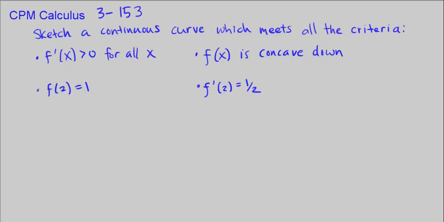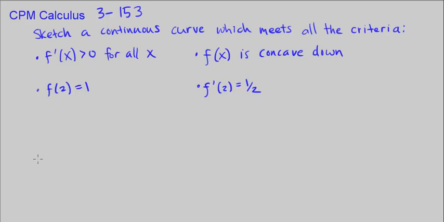This is CPM Calculus, Chapter 3, number 153. Sketch a continuous curve which meets all of the criteria below. f prime of x is greater than 0 for all x. f of x is concave down. f of 2 is equal to 1. And f prime of 2 is equal to 1/2.